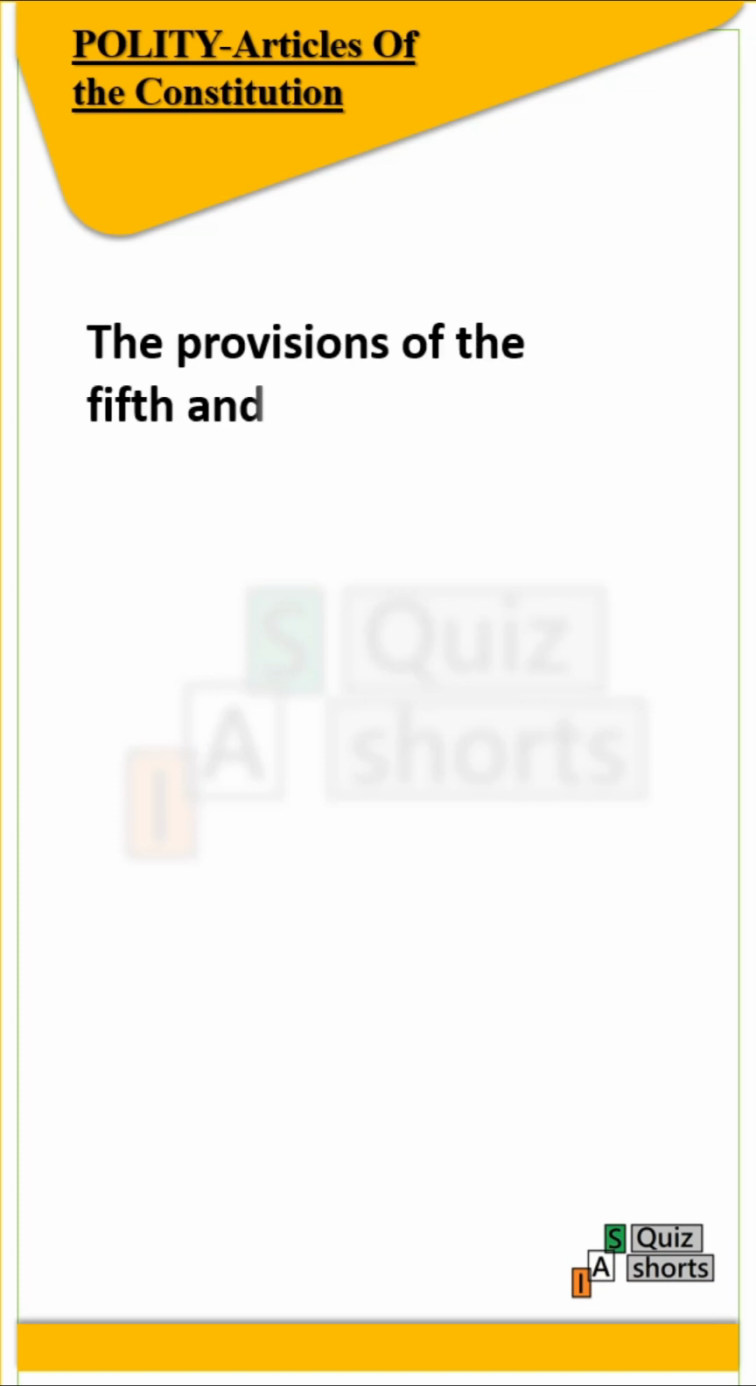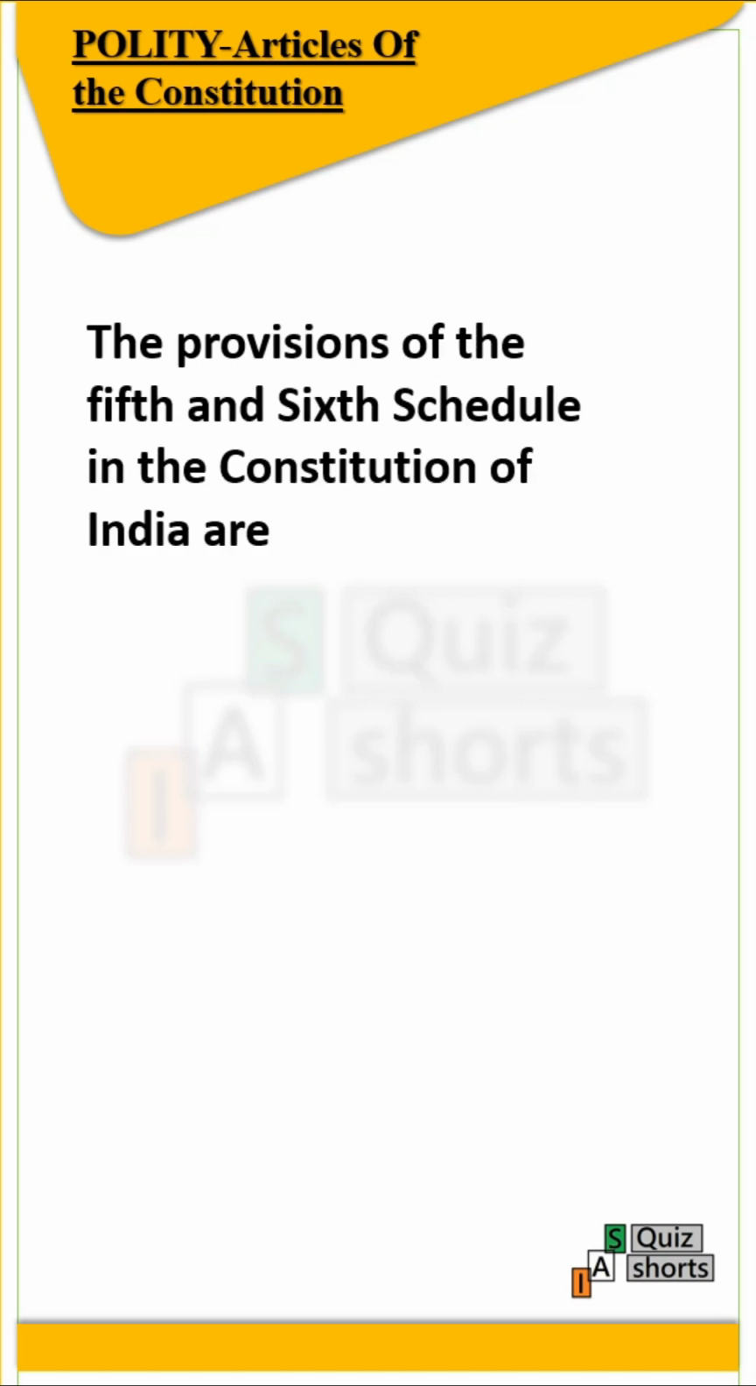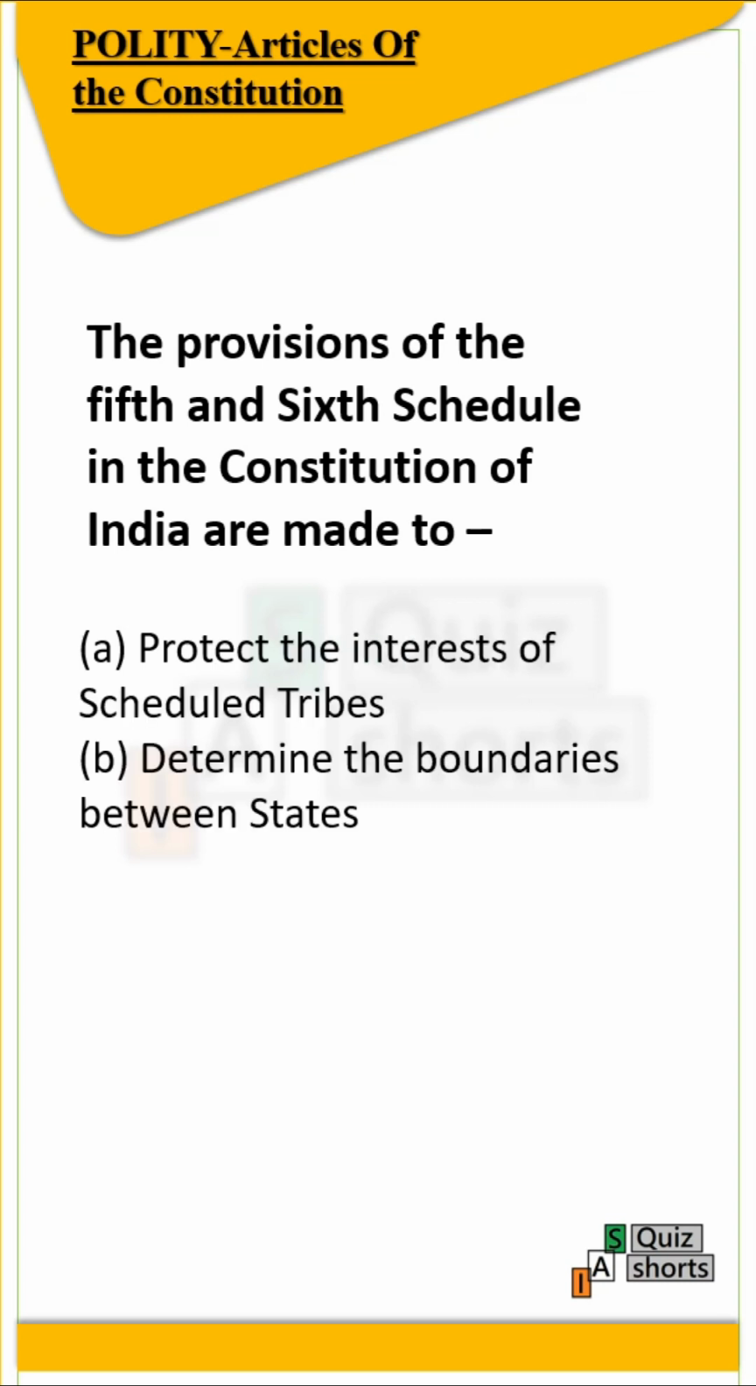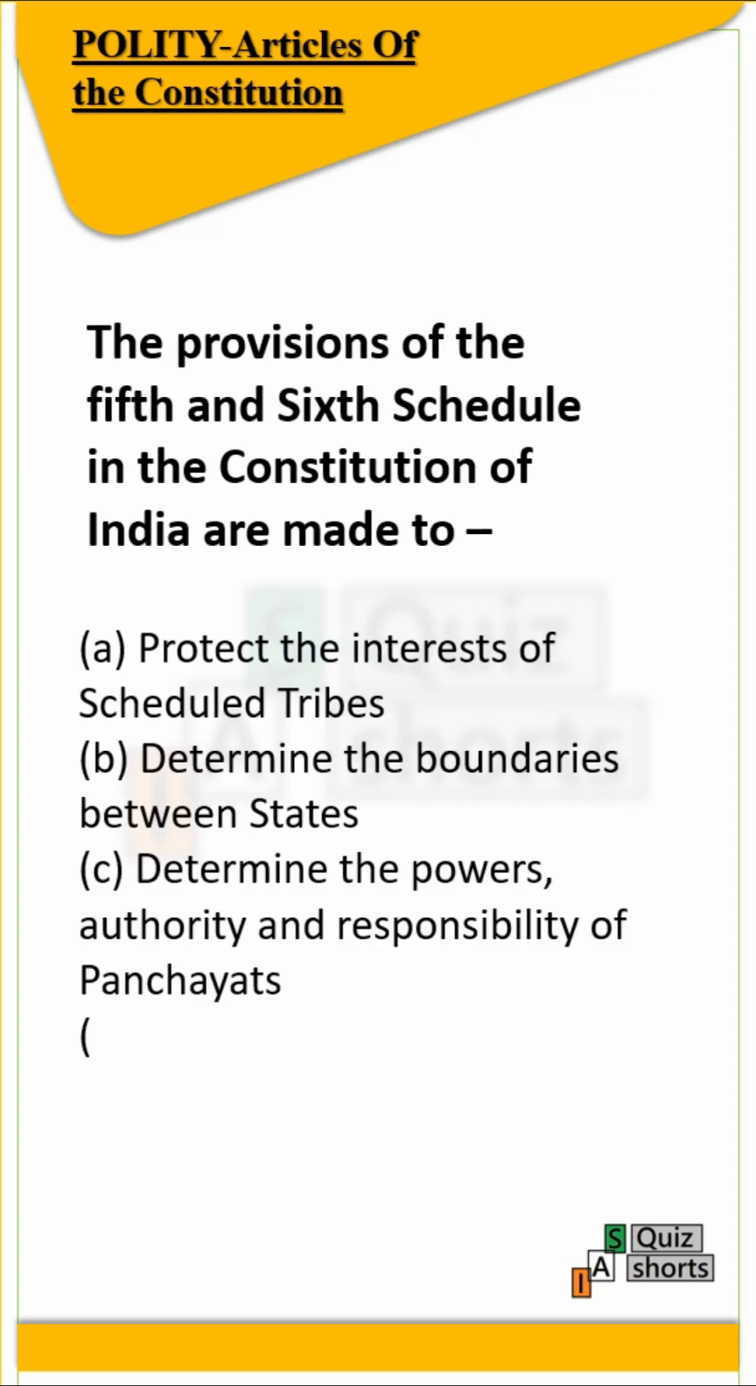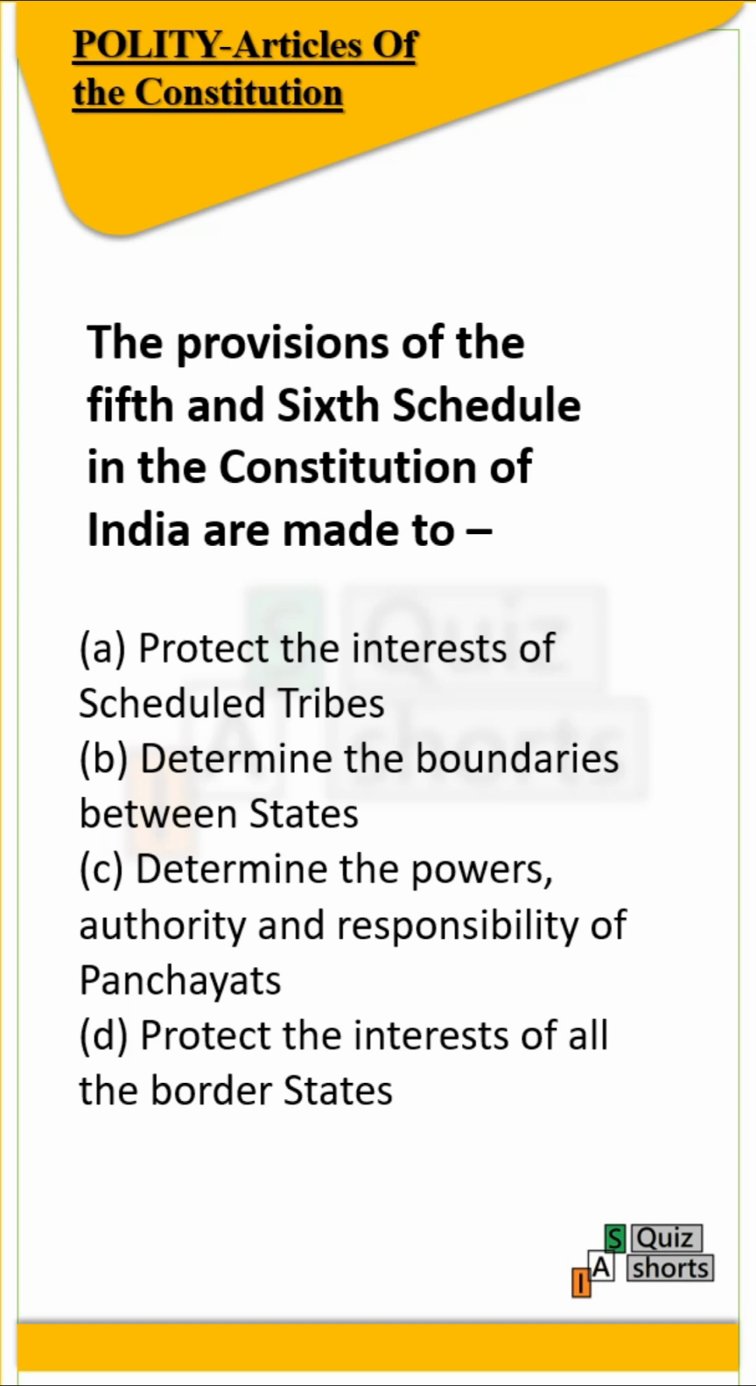The provisions of the 5th and 6th schedule in the Constitution of India are made to: A. Protect the interest of scheduled tribes. B. Determine the boundaries between states. C. Determine the powers, authority and responsibility of panchayats. D. Protect the interests of all the border states.